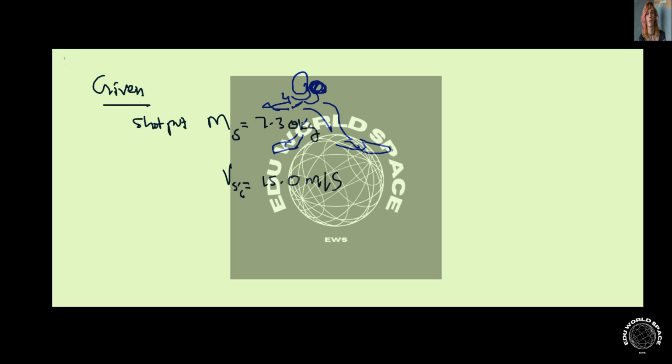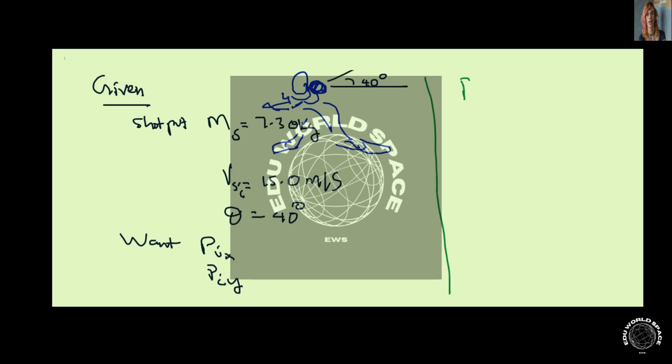And then we're told the angle at which the shot put is released, and that happens to be 40 degrees. So theta is 40 degrees. We want to find the initial momentum in the x, or the initial horizontal component of the momentum, and also the initial momentum in the y direction.